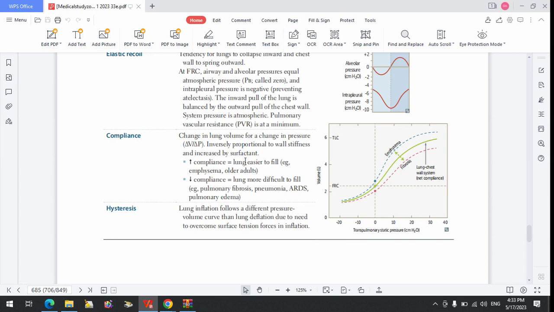Compliance and surface tension or elastic recoil are opposite conditions. Compliance means something can stretch when you blow air inside it. Elastic recoil or surface tension means that if you have high elastic recoil or high surface tension, that stuff will try to come together. It will not widen, it will not stretch. That's the elastic recoil. They oppose.